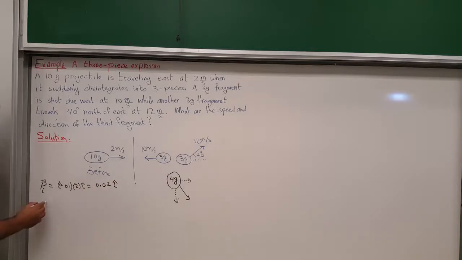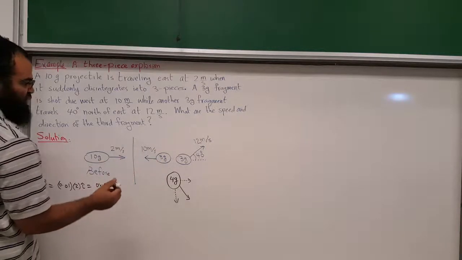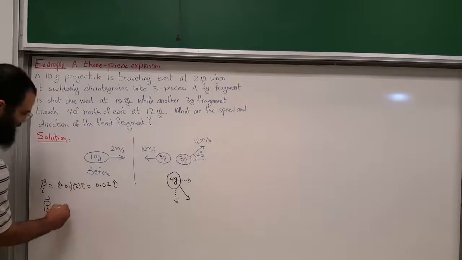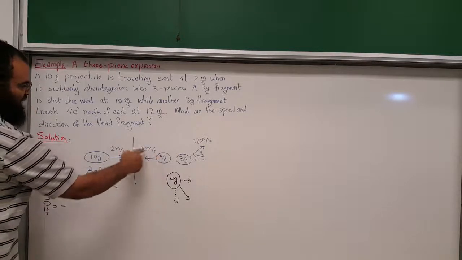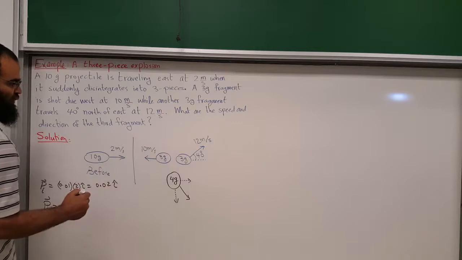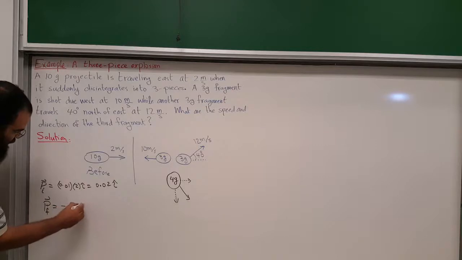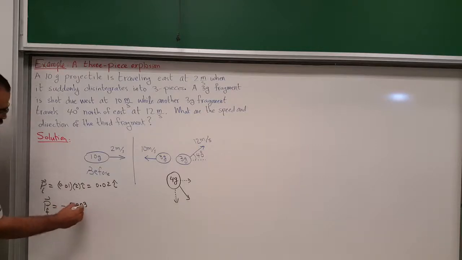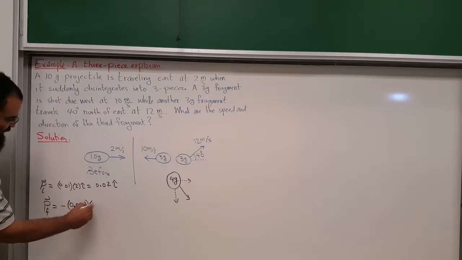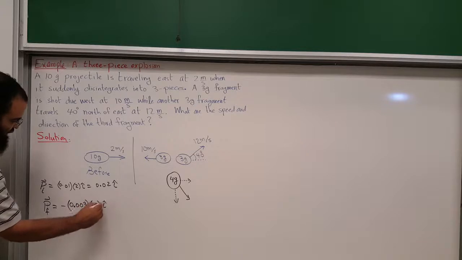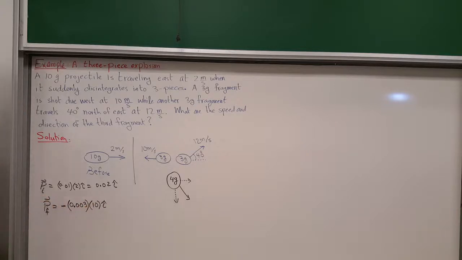Let's look at the total momentum after. P final. Okay, we'll start with this one. This one has only momentum in the x direction and it's negative. And how much is it? Well, it'll be mass times this, so it's 0.003 kilograms, because you divide grams by 1,000, times 10 meters per second. And then it's in the i hat direction. The fact that it's negative is there.